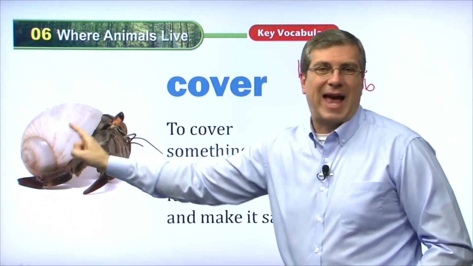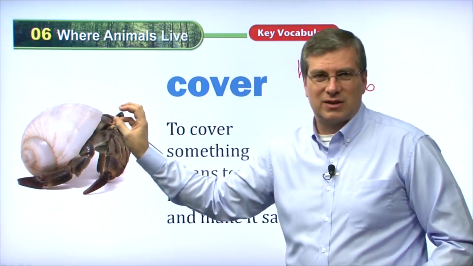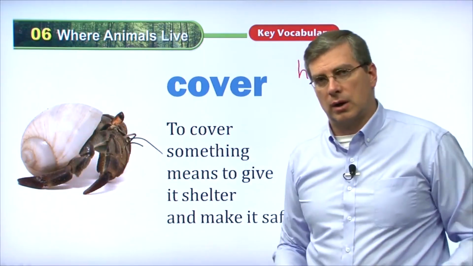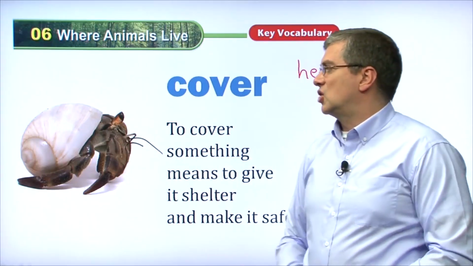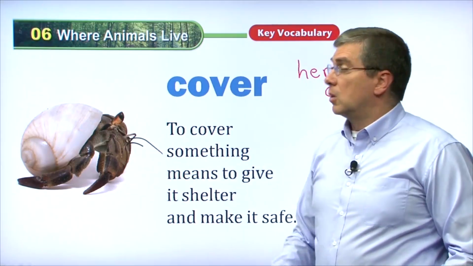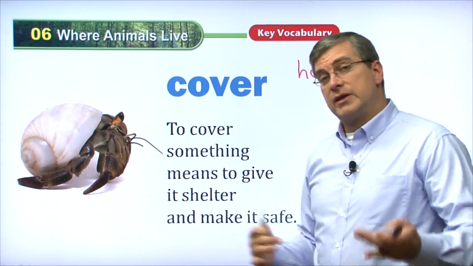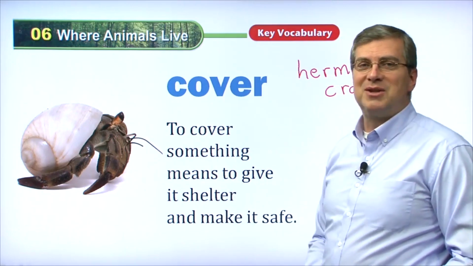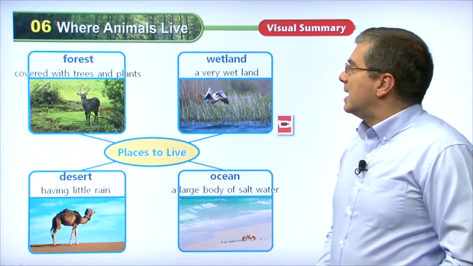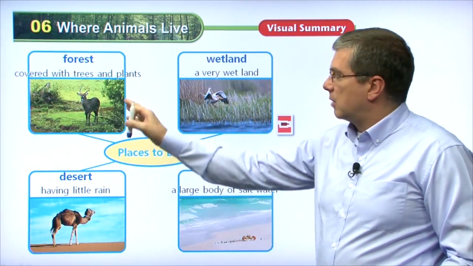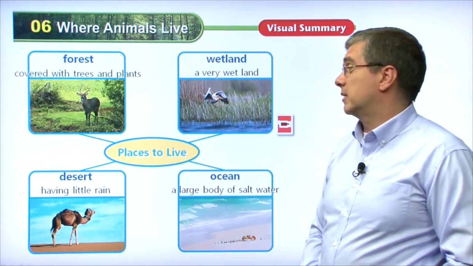You can't really call this a habitat, but it's just a shell that covers the animal. A habitat is the area where an animal lives. This is just a shell. It covers the hermit crab. So some animals will cover themselves with things in the environment, like a hermit crab. Very, very smart little crab, isn't he? Okay. Now let's take a little bit of a review here. We have different types of environment, different places for animals to live.